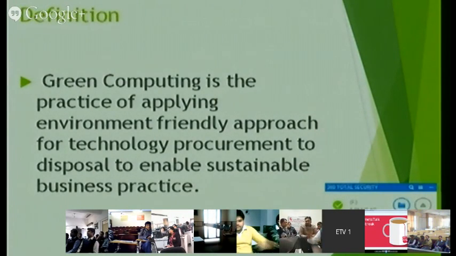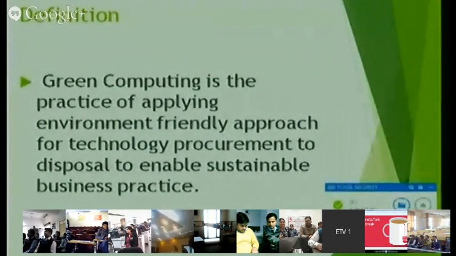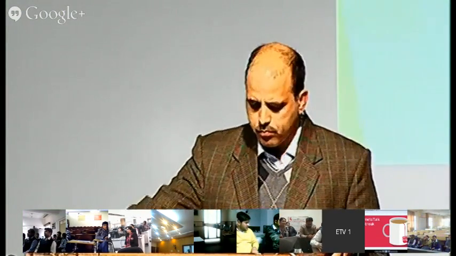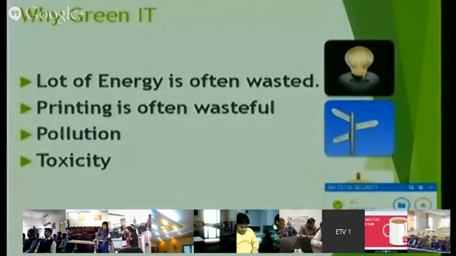What it exactly means is that we need to be environment conscious when we actually buy IT devices, and when buying we have to think of the disposal of those devices when they retire. And finally we need to achieve our business also in this competitive world. Why do we need this green IT?